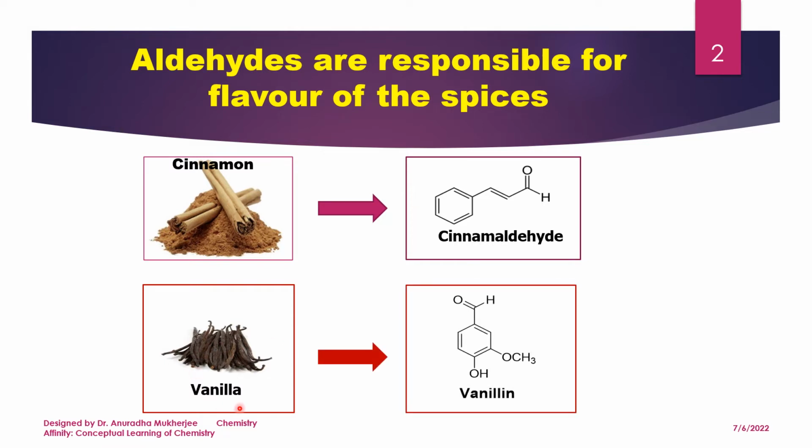Now vanilla is also a popular flavoring additive which is used for flavoring chocolates and ice creams and so many sweet items. The main ingredient responsible for this flavor and fragrance is vanillin. Vanillin is also an aromatic aldehyde because it contains the benzene ring. This is the aldehyde functional group. Vanillin contains another functional group, that is OH, which is a phenolic OH because this OH is connected with the benzene ring. And this is a methoxy substituent. Methoxy is not considered a functional group, it's a substituent.